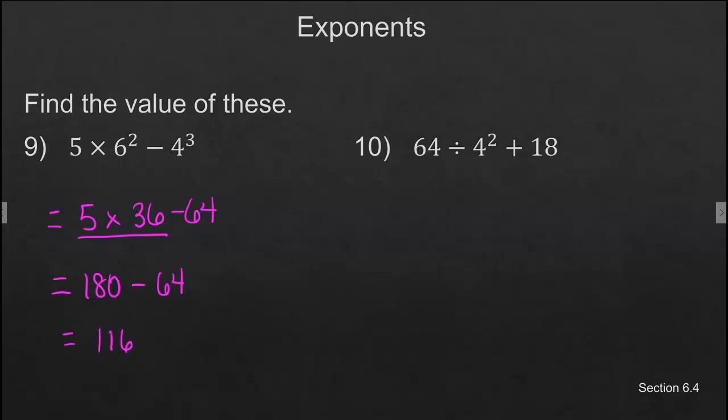I always want you practicing some of the steps because that helps you learn this, not just keying it into your calculator, because you really need to have a general understanding of this. On the next one, we have 64 divided by 4 squared, which is 16. We calculate this next, and that's 4 plus 18, so we end up with 22.